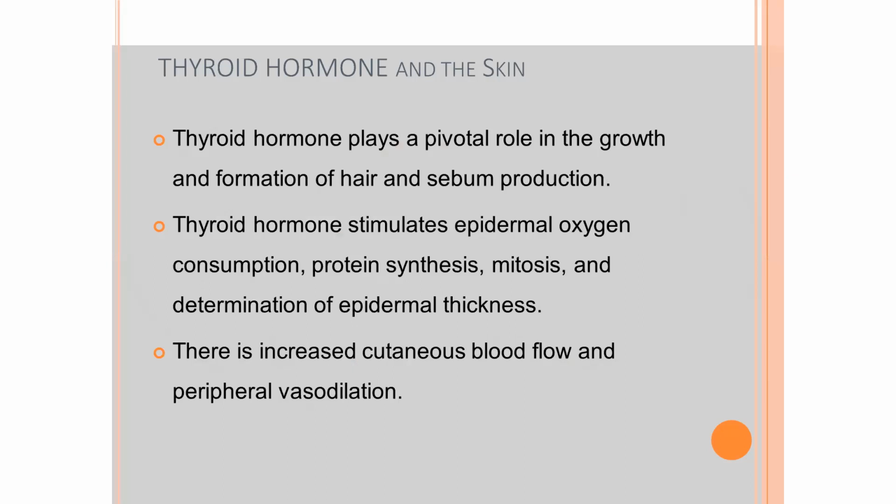Next, we come to the thyroid hormone and the skin. Thyroid hormone plays a pivotal role in the growth and formation of hair and sebum production. Thyroid hormone stimulates epidermal oxygen consumption, protein synthesis, mitosis, and determination of epidermal thickness. There is increased cutaneous blood flow and peripheral vasodilatation. So we can understand that if thyroid hormone is impaired, reduced, or increased, all these will be affected.